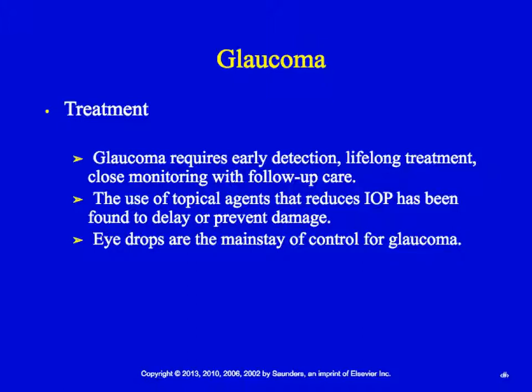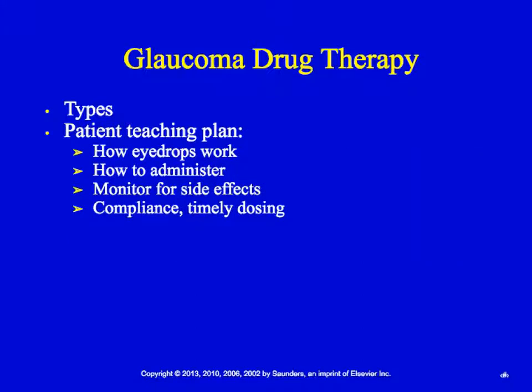They are going to require using eye drops and medication for the rest of their life, and they're going to need to really follow up with their eye doctor to make sure that the treatment is effective, or they could become blind if they're not following a regimen and following up with their physicians. So eye drops are the mainstay of treatment for glaucoma. Treatment is focused on reducing intraocular pressure.